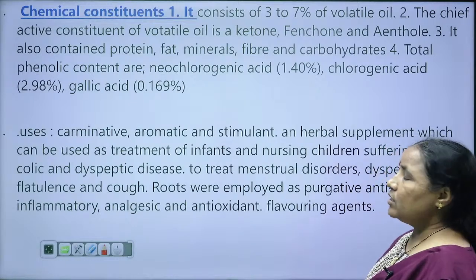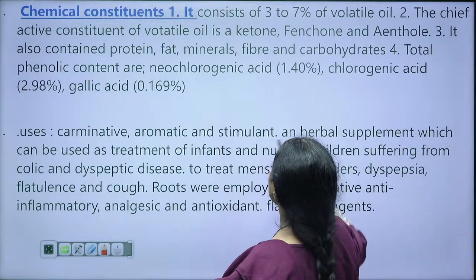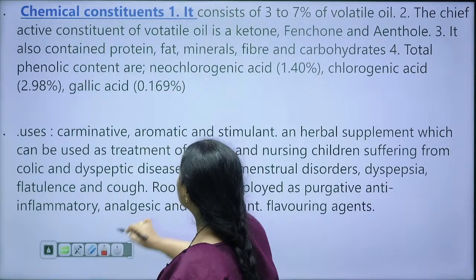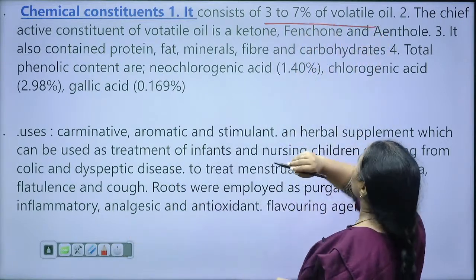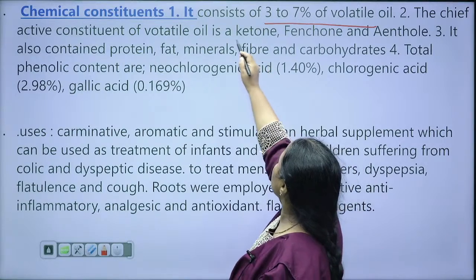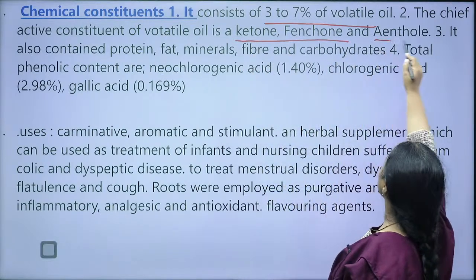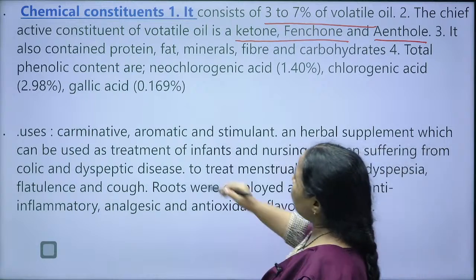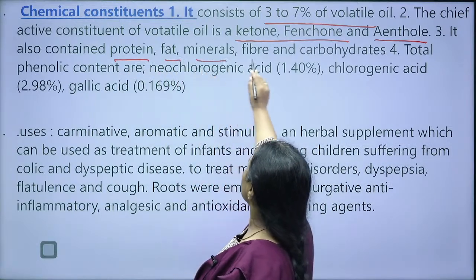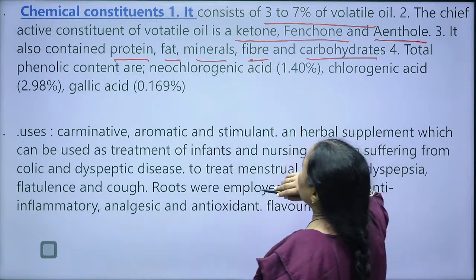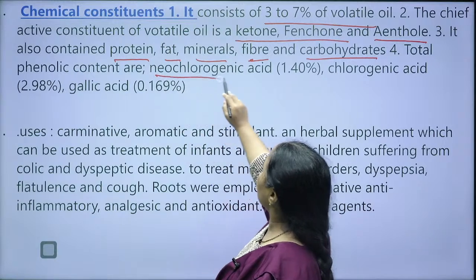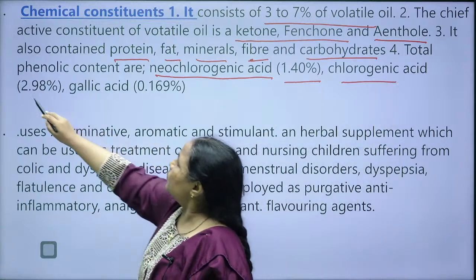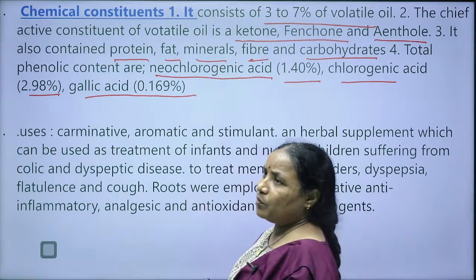And the chemical constituents associated with fennel: it contains 3 to 7% of volatile oil. The main ingredient is the volatile oil, and the chief active constituent of the volatile oil is a ketone called fenchone, and anethole. These are the major constituents present, and it also contains protein, fat, mineral, fiber and carbohydrates. And the total phenolic content includes neochlorogenic acid at 1.40%, chlorogenic acid at 2.98% and gallic acid at 0.169%.